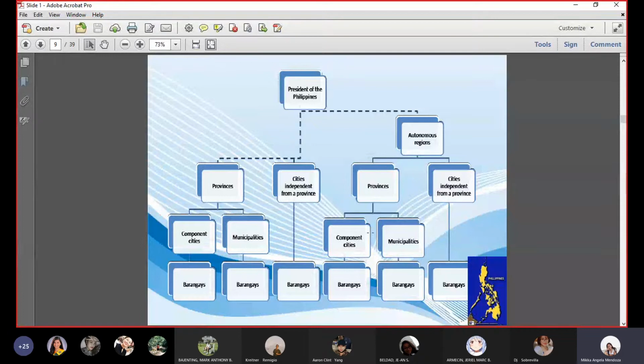Now, I have here an organizational structure sa tibuok Pilipinas, no, sa national government. I don't know if ni-show na siya. Sa phone ako wala pa.